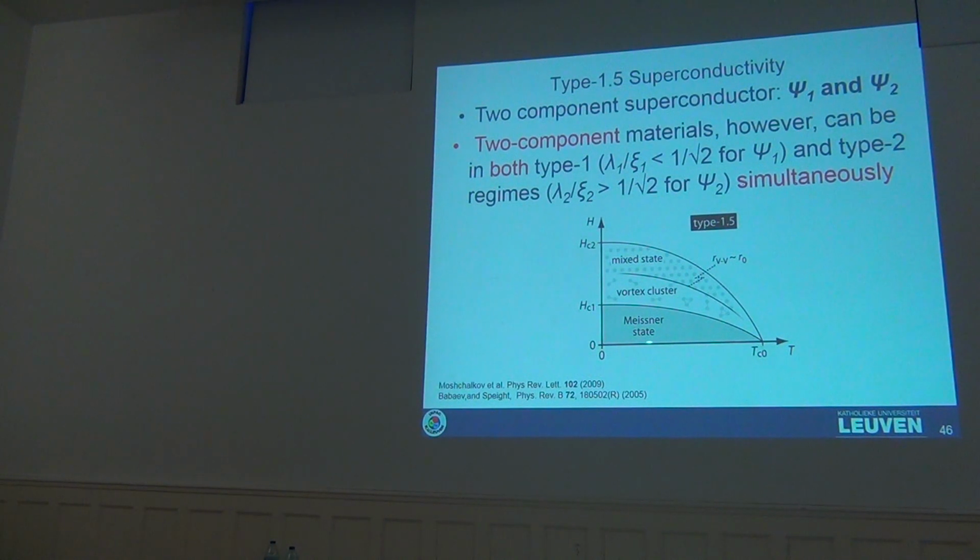And then what actually happens is that you have Meissner state, close to HC2 you still have the conventional Abrikosov mixed state, but here you see some interesting effect. You have vortex clusters and vortex stripes separated by areas which are vortex free.